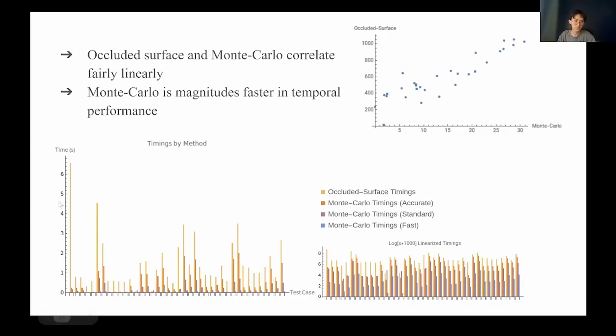So if we look at this bar chart here, the occluded surface timings are all the way up here at 6-point-something seconds, while the Monte Carlo timings at worst are at 1/5 of a second, and when going low resolution are far less than that. In fact, we even found this bar chart so hard to read because the timing changes were so fast that we linearized it with log 1000x. And even then, we see that there are several magnitudes of difference, especially in our biggest molecule and even in our smallest.